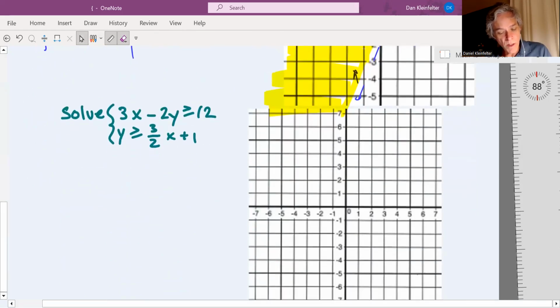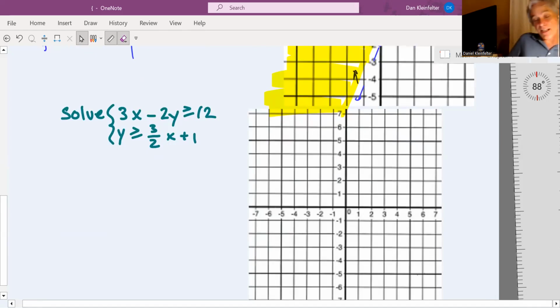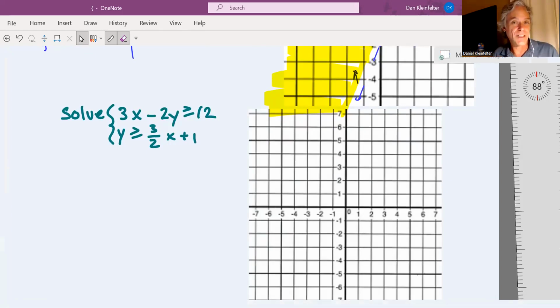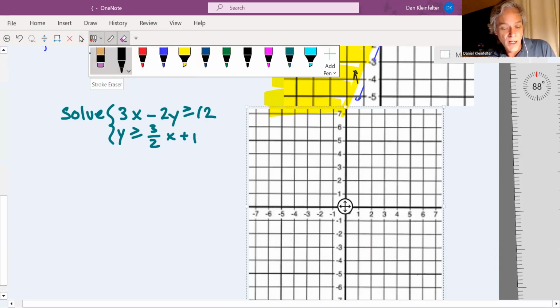Okay, here's one more to try. Again, this is basically as hard as these get now. We're graphing a line, we're paying attention to whether it should be solid or dashed, and we're making a little test and shading one side or the other. So it doesn't get a lot harder than that, at least for now.